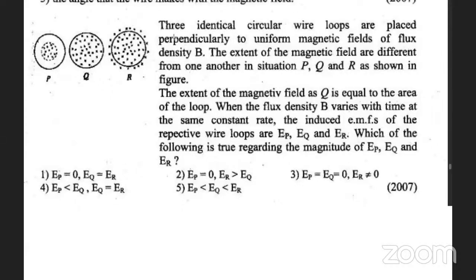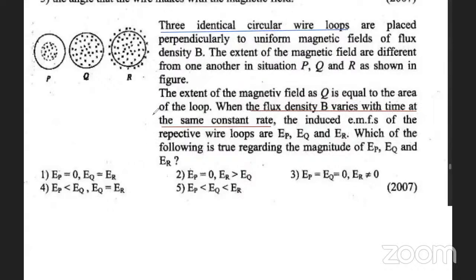First of all, we figured out that there are three identical circular loops. So the area of the loop is constant. The extent of magnetic field spread is given, and the extent of the magnetic field is equal to the area of the loop. The flux density B varies with time at the same constant rate.